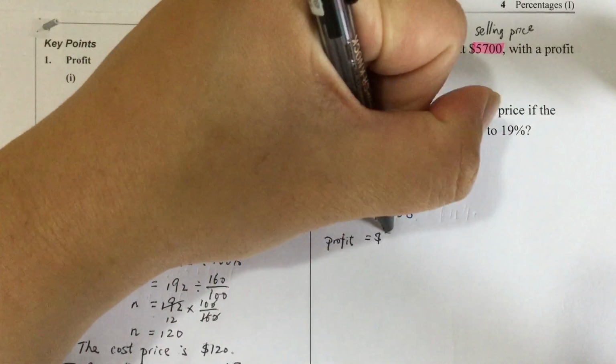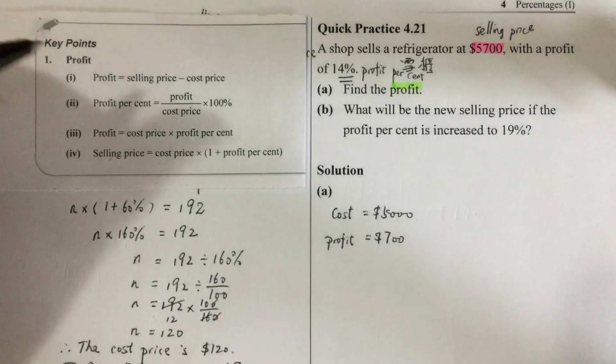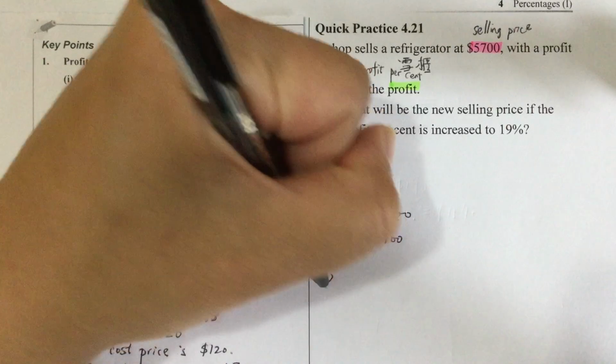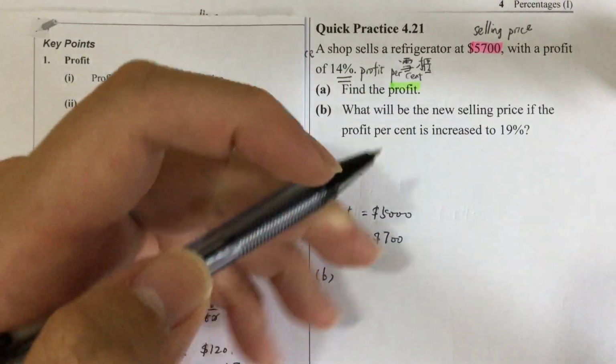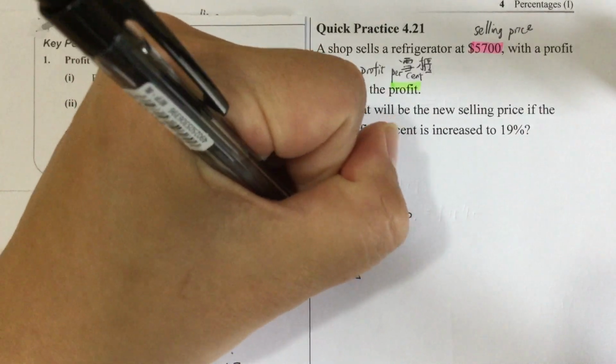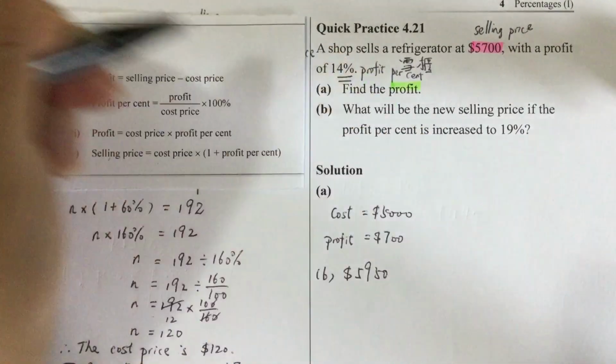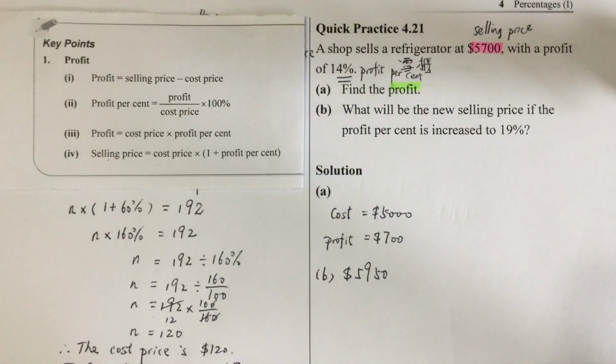is 700. And finally, for part B, if we change the increase to 19%, not 14%, the price should become $5,950. Okay, now please make sure that you got the correct answer. If not, please pause the video and do it once again.